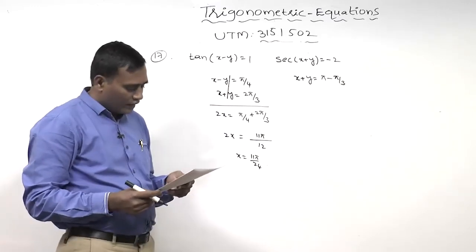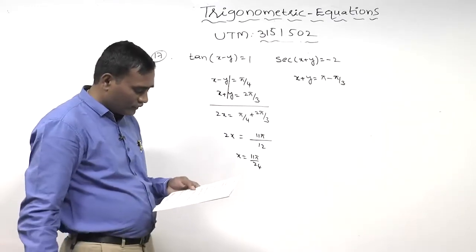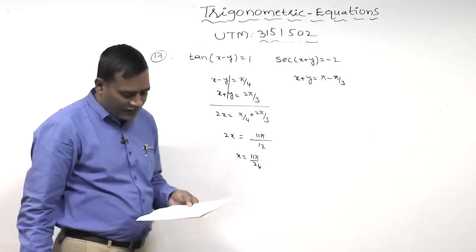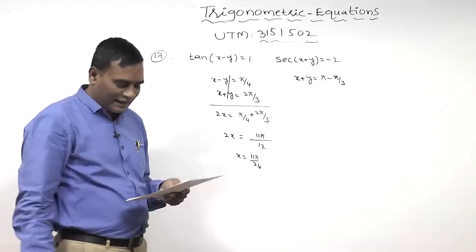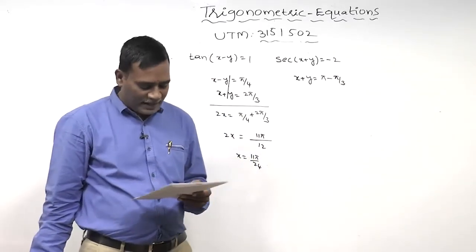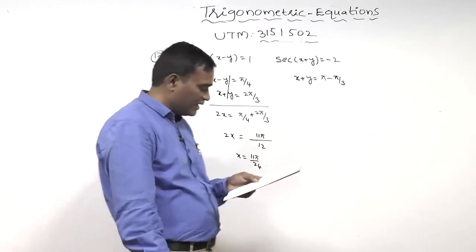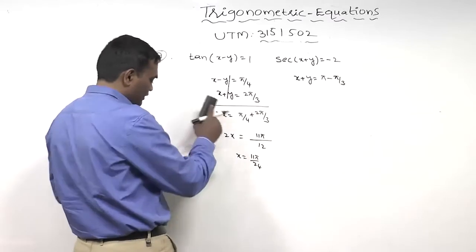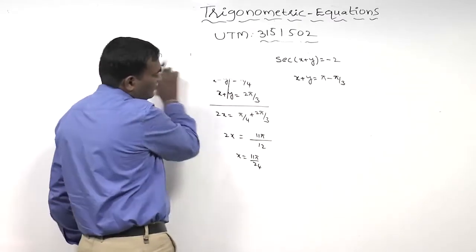Next, you do the 18th one. The smallest positive real value of p for which the equation cos of (p sin x) is equal to sine of (p cos x) has a solution where x belongs to [0, 2 pi]. Cos of (p sin x) is equal to sine of (p cos x).